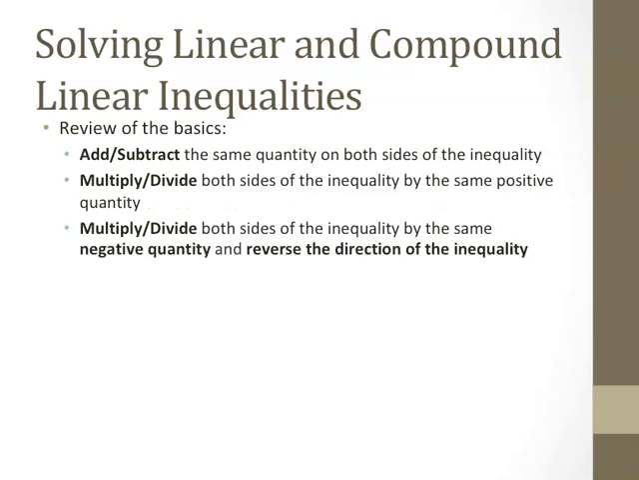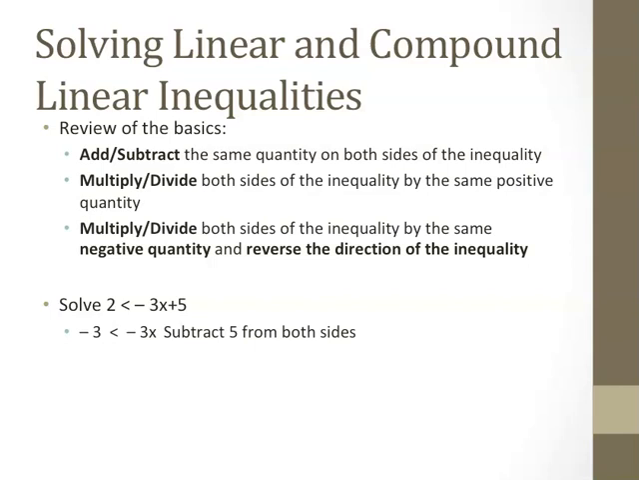So for example, if you were asked to solve this, 2 less than -3x plus 5, you can subtract 5 from both sides as you would any other equation. And now you're going to divide by -3. But because you're dividing by a negative number, you have to reverse the direction of the inequality.